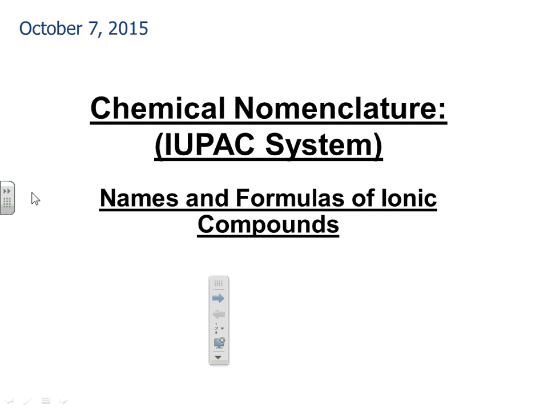But there's an easier way to get the names and the formulas. And you would have done this in grade 10 a little bit. So this is a little bit of review.